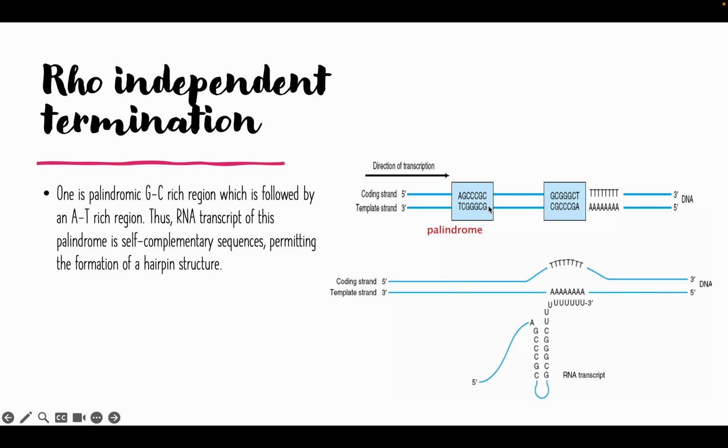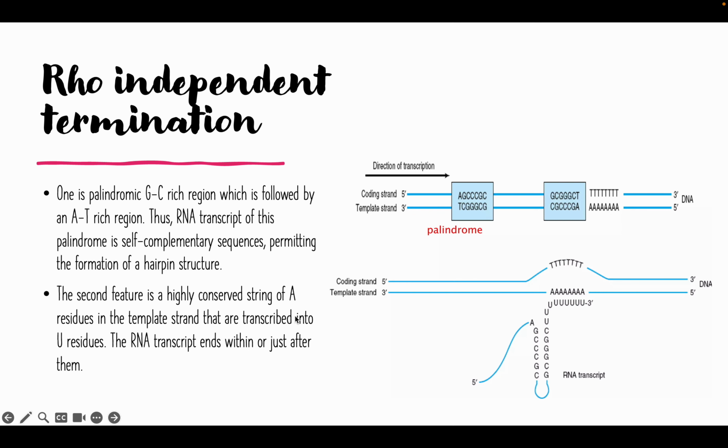So it is like palindromic repeats of GC. Palindromic means that here you can see it reads the same from this side and this side. Once there are these palindromic repeats, they are self complementary, as you can see here, and they can form a hairpin structure, and this is the signal to stop the transcription and for termination. And then the second feature is a huge repeat of A residues that are transcribed into U, and the RNA transcription just stops there when you have these multiple U residues.